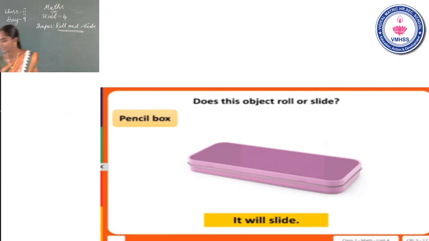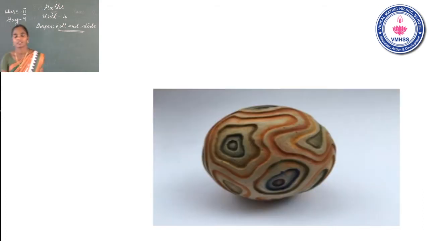Students, listen. See the next one. This is a sphere shape. Does this object roll or slide? Very good, roll. See the next one.